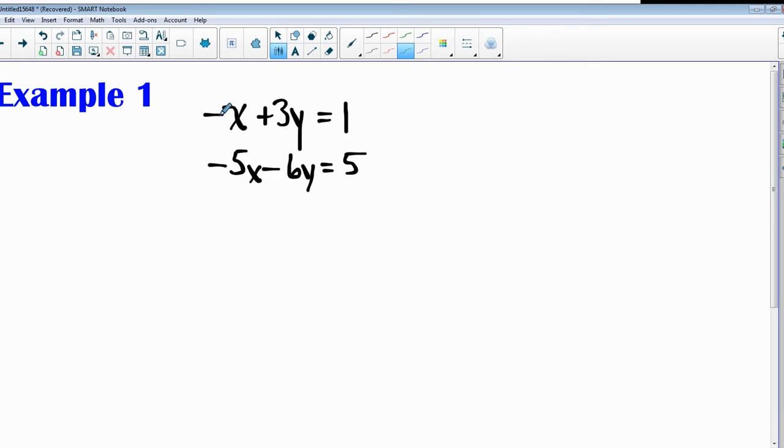Here, you'll notice that if we tried just adding or subtracting these equations, we would not get a variable to eliminate, because negative 1 plus negative 5 doesn't cancel, and negative 1 minus negative 5 wouldn't cancel either. Same thing over here, 3 plus negative 6 and 3 minus negative 6. We're not going to get any canceling. So we're going to utilize the fact that we can multiply the equations to force the coefficients to be numbers that can be added or subtracted to be eliminated.